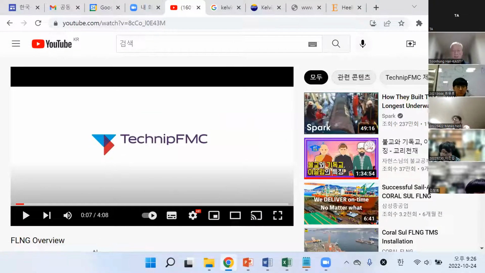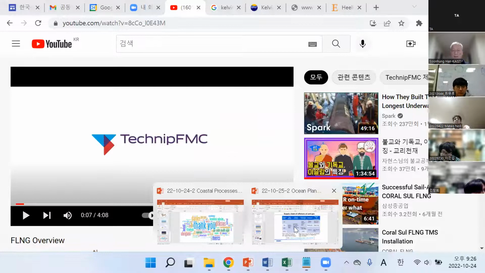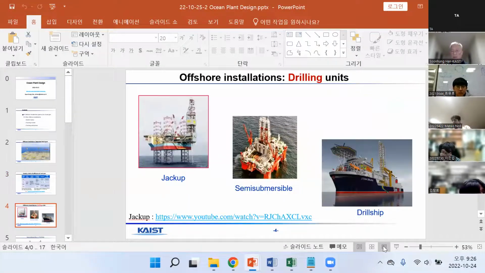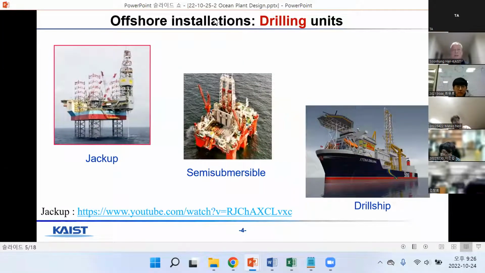All right. And let's move on to the next slide, offshore installation types. There is a jackup type for the drilling unit. Drilling is for the exploration at the beginning of finding oil and gas. And the second type is semi-submersible. This is a floating type.